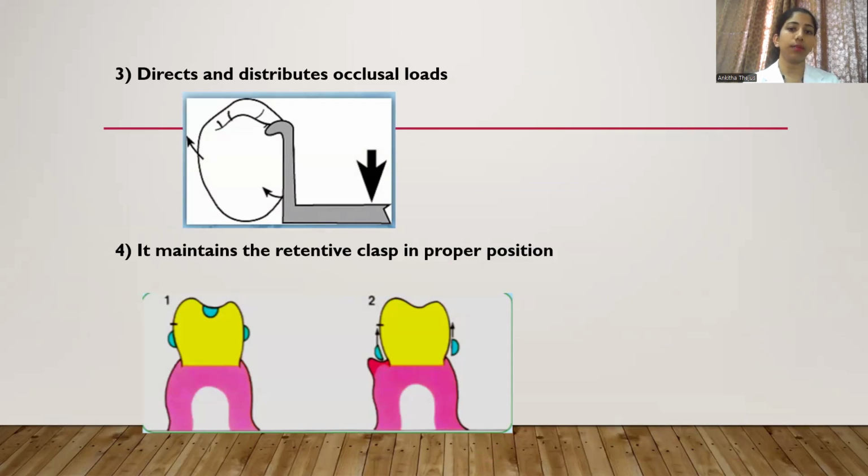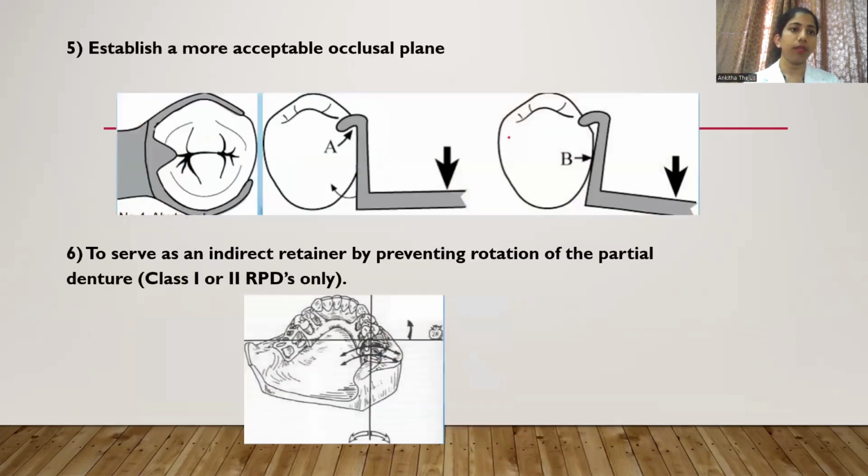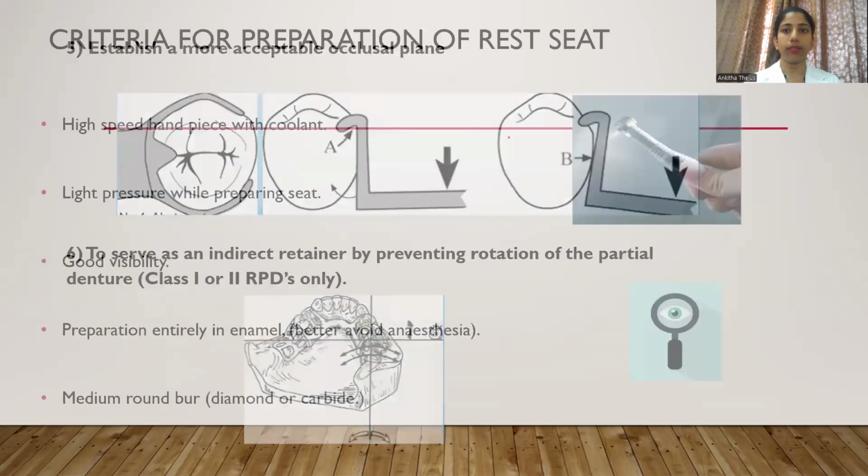Fourth, it maintains the retentive clasp in proper position. Improper positioning of the clasp, or rotation or tilting movements, will be prevented by the rest. Next, it establishes a more acceptable occlusal plane. It also serves as an indirect retainer by preventing rotation of a partial denture, in class 1 or class 2 RPD cases.